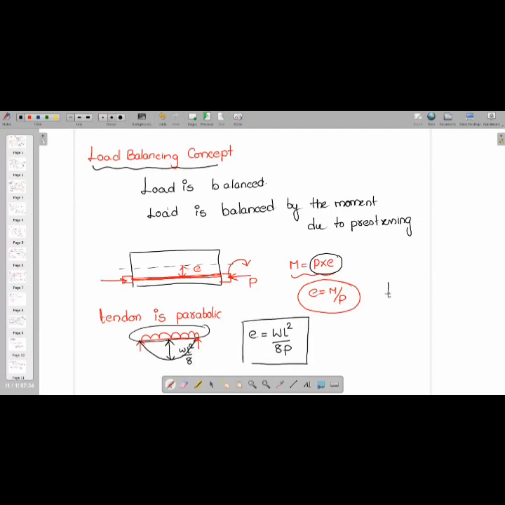Suppose they tell you the tendon is triangular, can you tell me the answer? If the tendon is triangular, what is the eccentricity? I'll give you a minute. Sir, it is very easy if you know the concept. Very good, Vishal. Very good, sir.